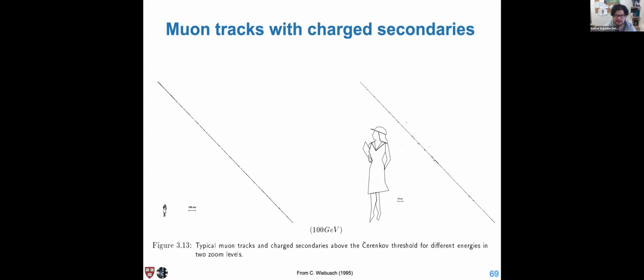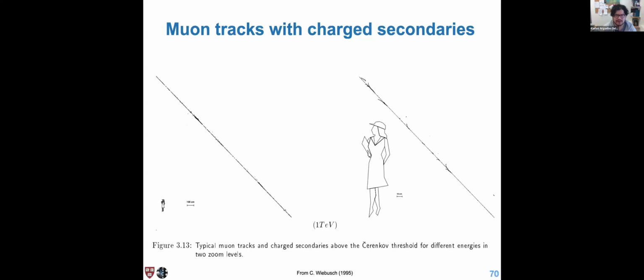This is for a 100 GeV track. So this is a 1 TeV track. So you can see how now you have these stochastic losses. On the left, you cannot see them. On the right, you see this production of little showers that are around the track.